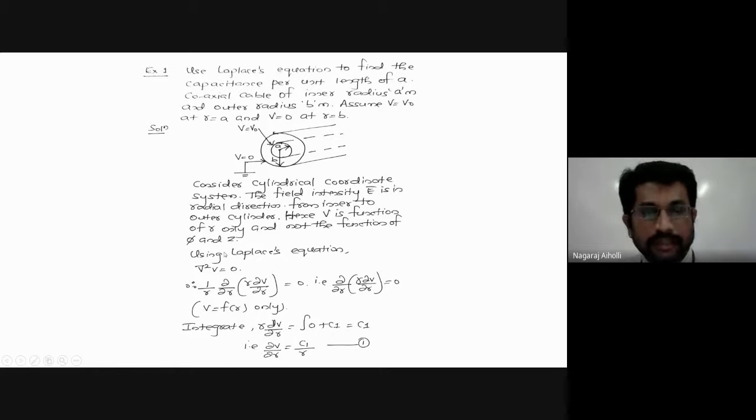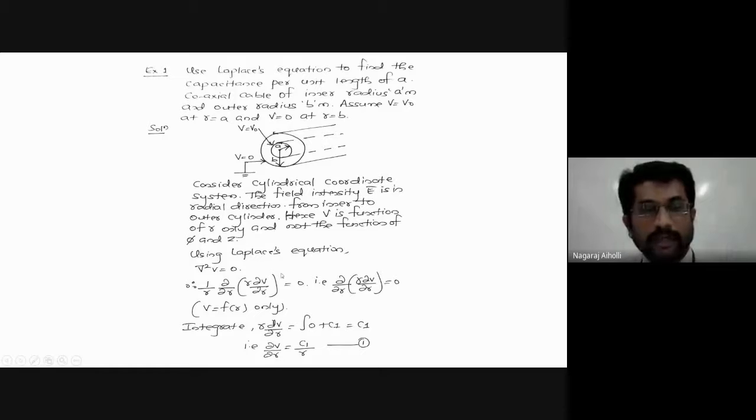Let us use Laplace's equation. They have asked to use Laplace's equation to determine the capacitance. Laplace equation, we know that del square V equal to 0. For the cylindrical coordinate system, the coaxial cable being in the form of a cylinder, del square V is given by 1 upon r dou by dou r of r dou V by dou r, plus the other coordinate terms, dou V by dou phi and dou V by dou z, in terms of cylindrical coordinates.